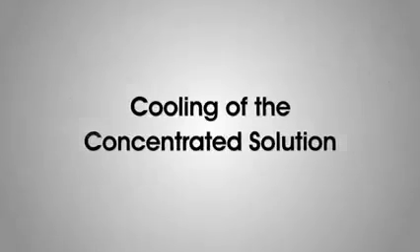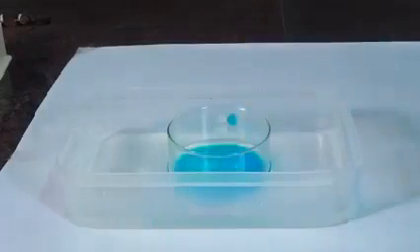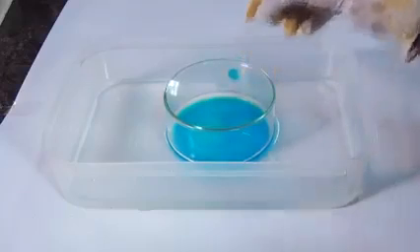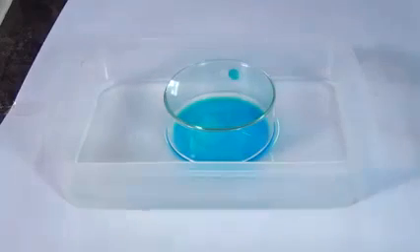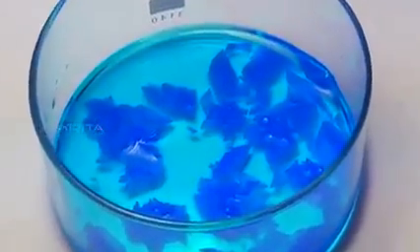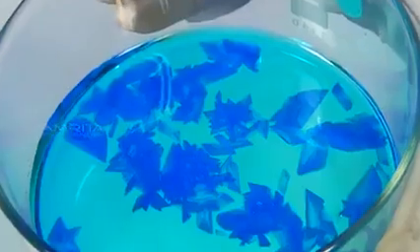Cooling of the concentrated solution. Place the evaporating dish containing the hot saturated solution in a trough containing water. Cover the dish with the watch glass and allow it to cool slowly for some time. As the solution cools, deep blue crystals of copper sulphate separate and the crystallization will complete after half an hour.